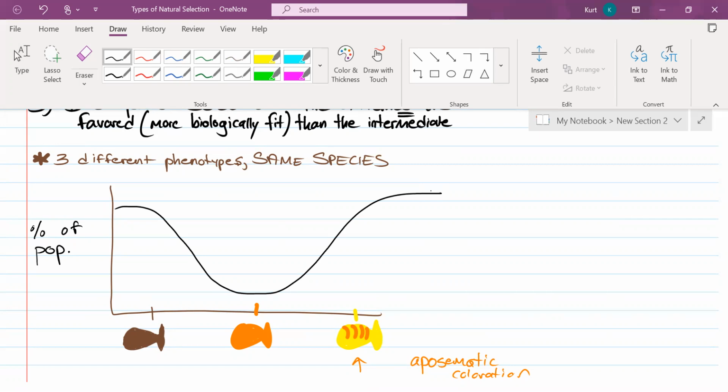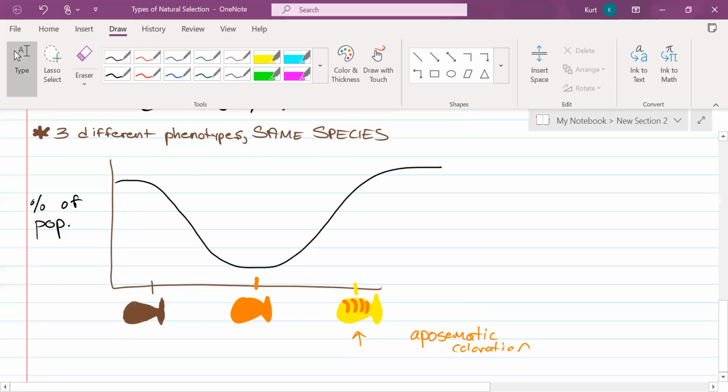Yes, Annie? Okay, I'll take it back. The predators are attracted to orange. Let's put it like that. Fair point. Okay, so these are the three different types of natural selection: disruptive, directional, and stabilizing.